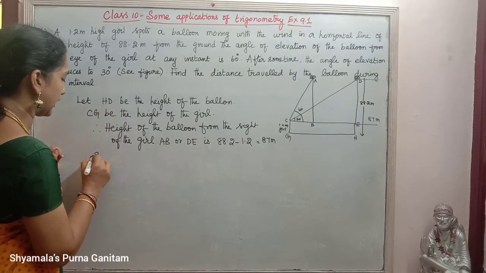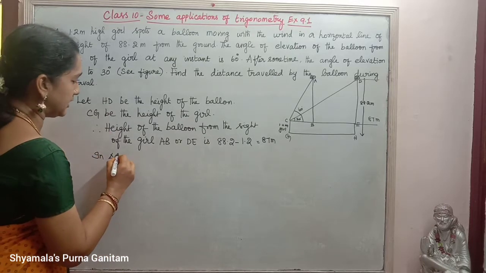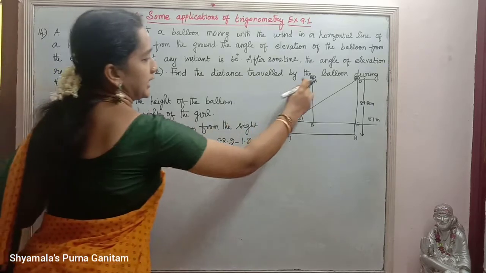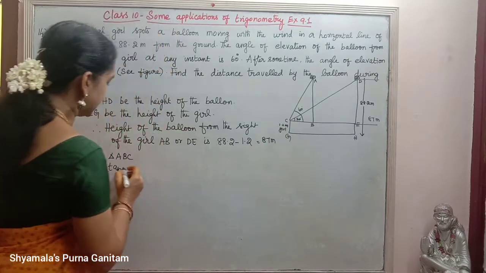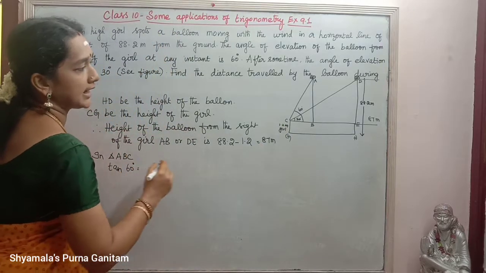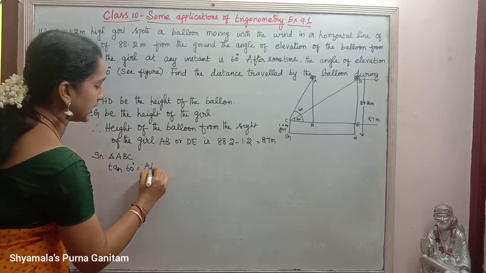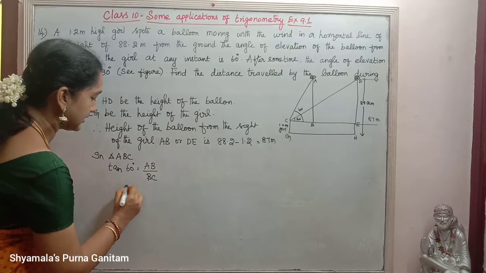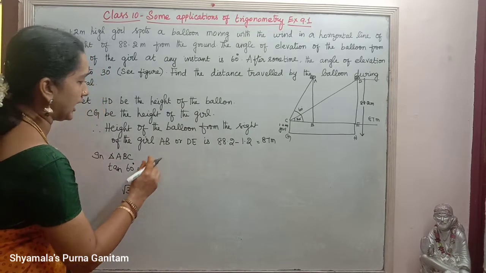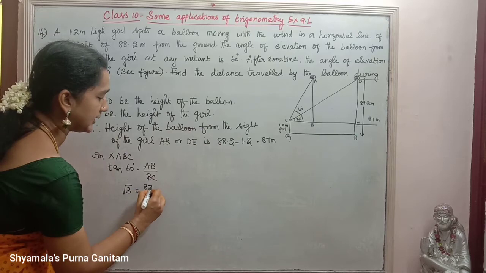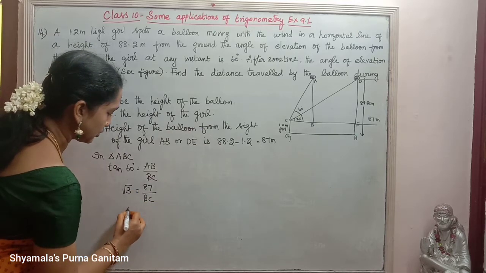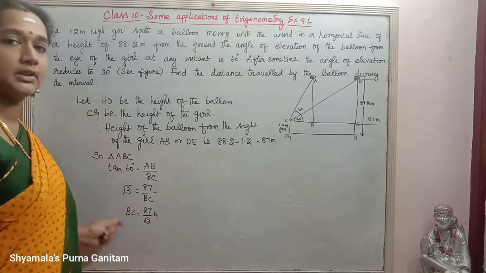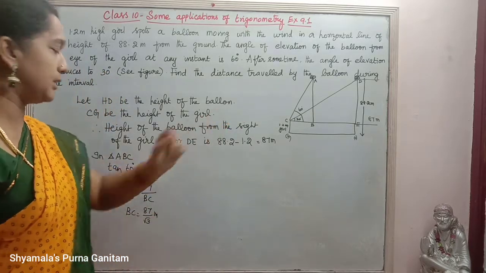Now we will take two triangles. In triangle ABC, tan 60 is equal to AB by BC. We know that tan 60 is root 3, that is equal to AB, which we just got as 87, by BC. So BC is equal to 87 by root 3 meter. So this is the distance BC.